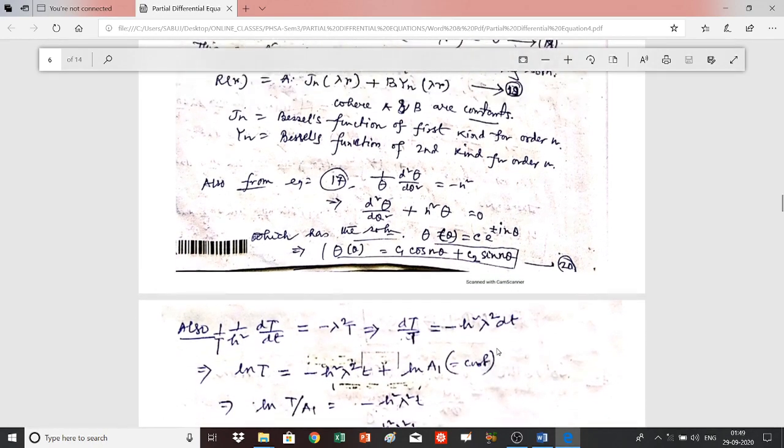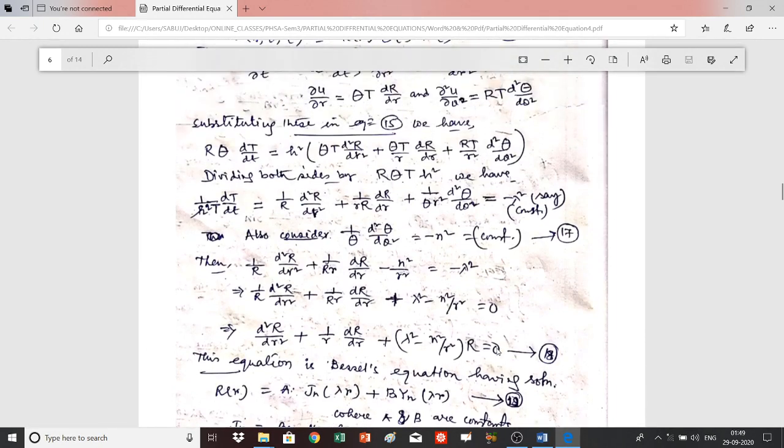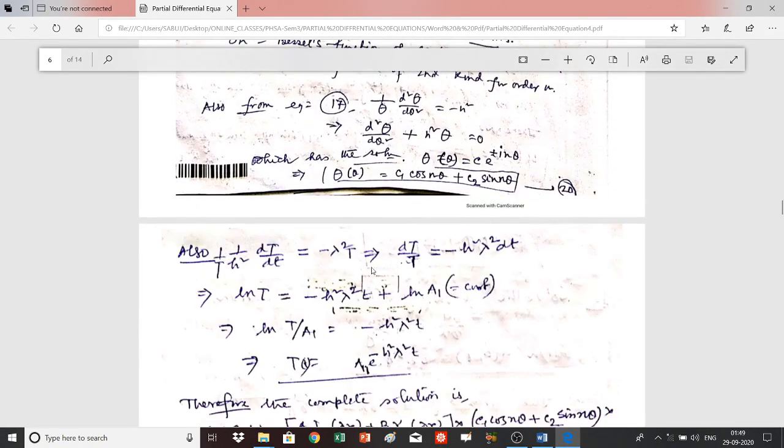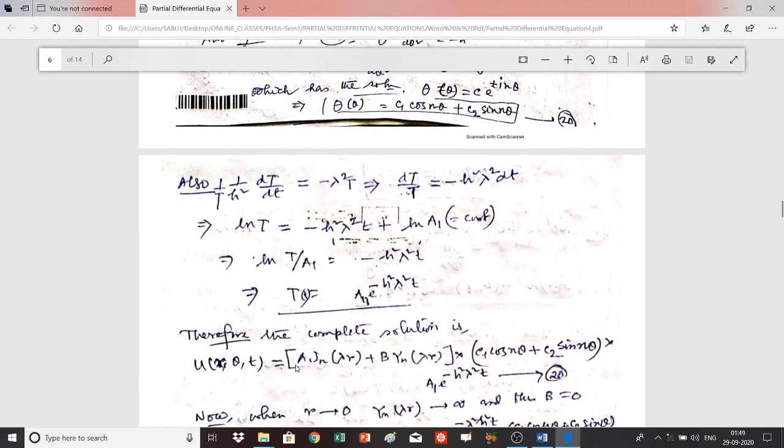And now come to the left hand side of this expression, (1/h²)(1/T) dT/dt, that is equal to minus lambda square. From here dT/T is equal to minus h² λ² dt, and if you integrate this, log T is equal to minus h² λ² t plus log a1, this log a1 is the constant, and from here you finally get T(t) is equal to a e^(−h²λ²t).